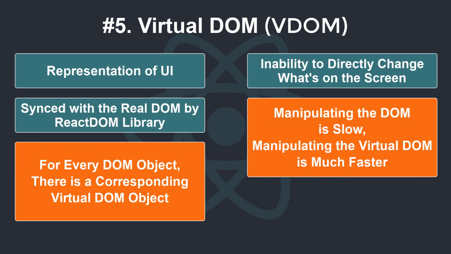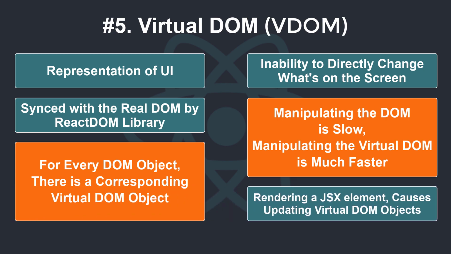Manipulating the DOM is slow. Manipulating the virtual DOM is much faster, because nothing gets drawn on a screen. Think of manipulating a virtual DOM as editing a blueprint, as opposed to moving rooms in an actual house. When you render a JSX element, every single virtual DOM object gets updated.